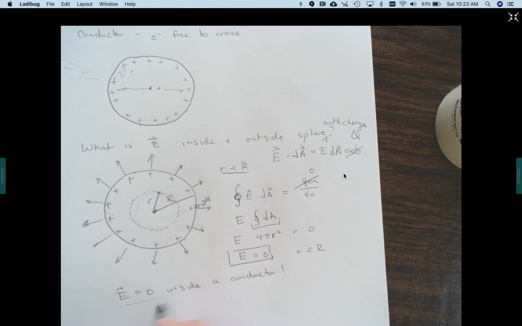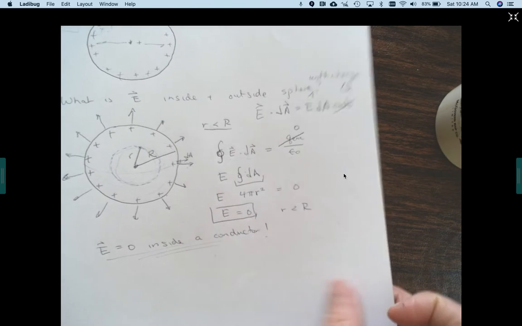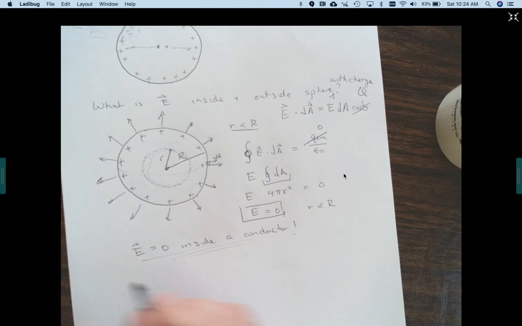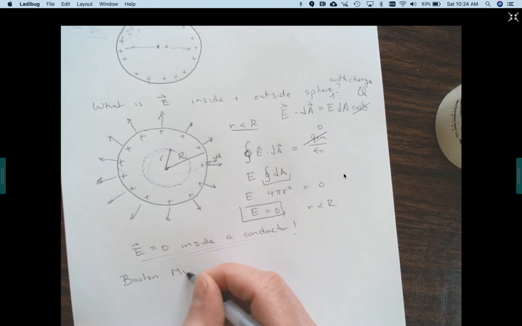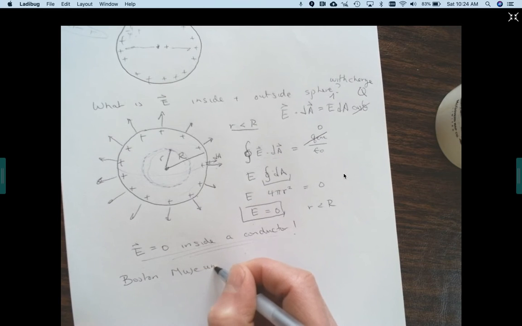Okay, so that's an important result. This relates to a Faraday cage. I encourage you to Google the Boston Museum of Science Faraday cage. You'll see some cool videos.